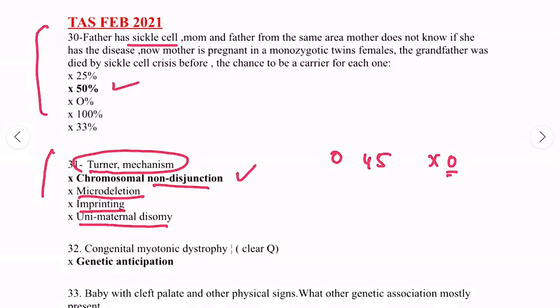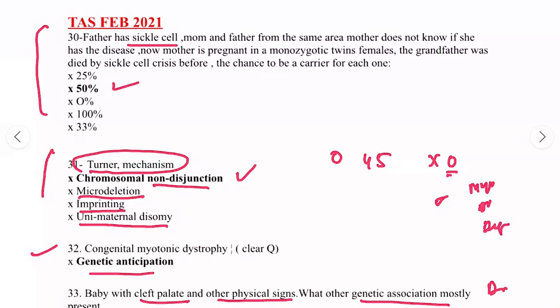Next, the same repetition, congenital. A baby with cleft lip and other physical signs. What genetic association is most present? This was basically a scenario of DiGeorge syndrome, 22q11 microdeletion. So from here we got to know we must know the clinical features of some four or five syndromes, especially myotonic dystrophy, Down syndrome, this DiGeorge syndrome, and what else?